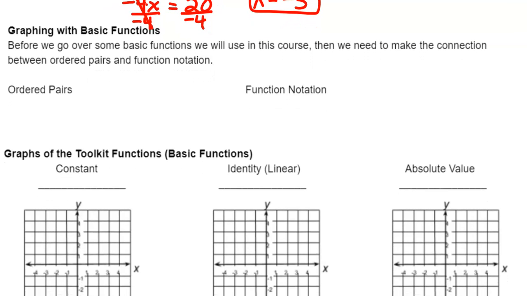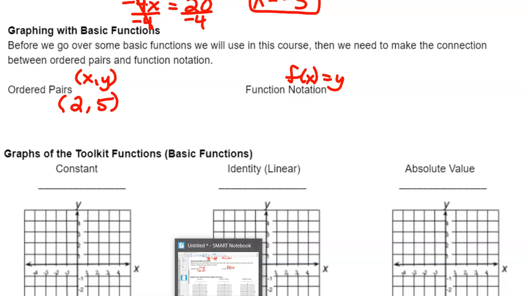Okay? All right, graphing with basic functions. Now, before we go over some basic functions we will use in this course, we need to make the connection between ordered pairs and function notation. We kind of, in a sense, looked at it, but not really of this form. If I have the ordered pair, remember that ordered pair is some x comma y. Remember, our function notation is of the form f of x equals y. So we're just looking at it in two different ways.